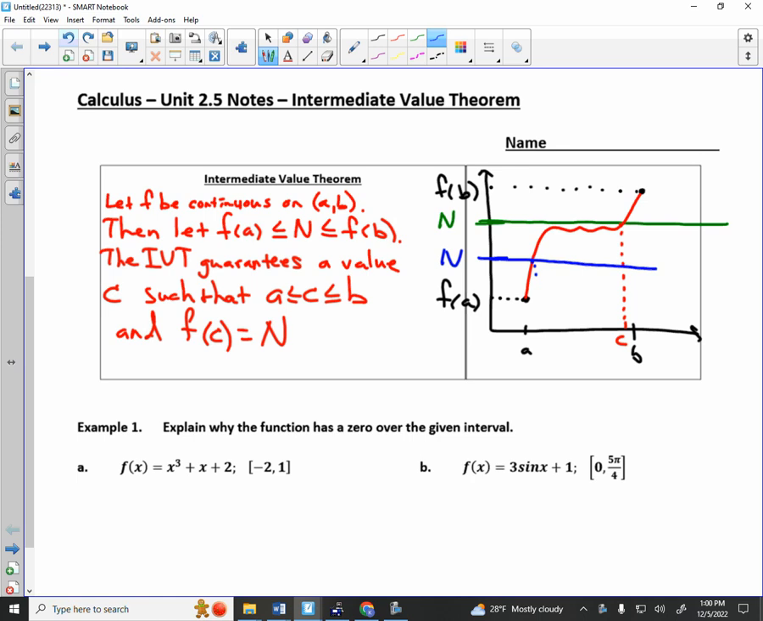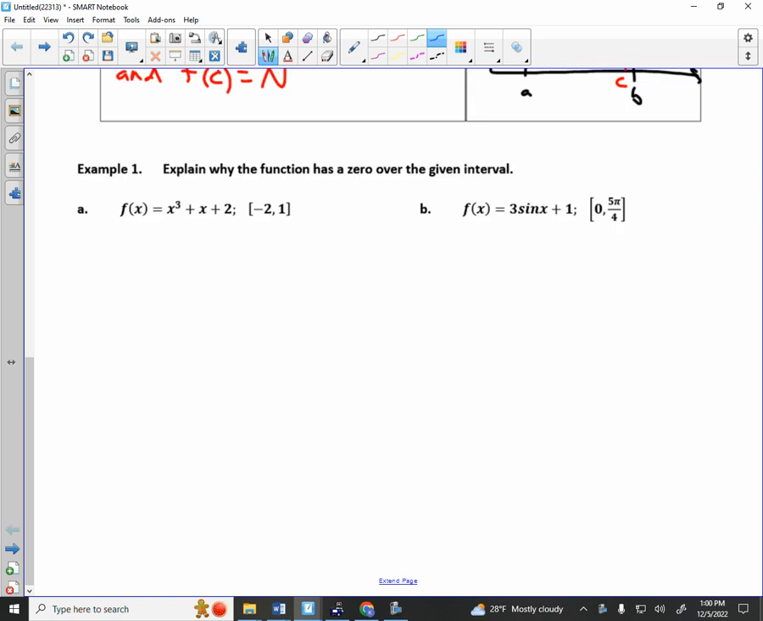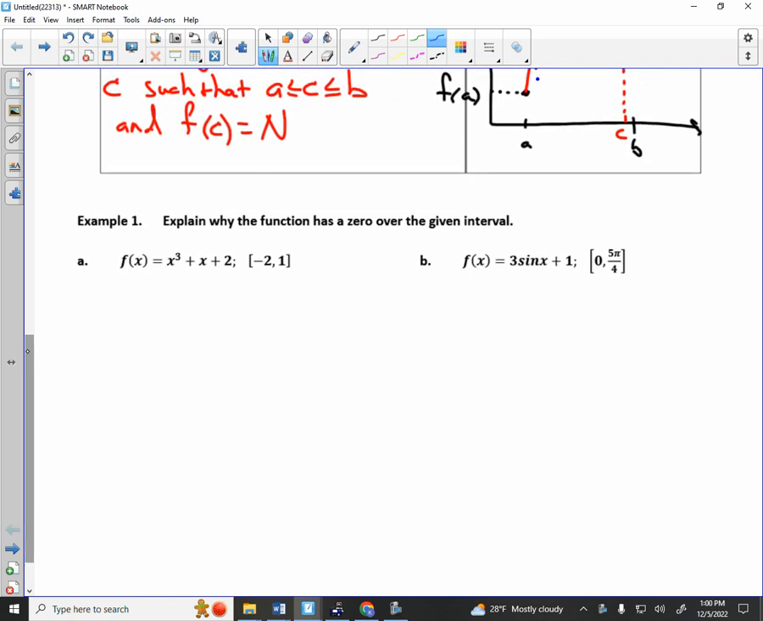Doesn't matter where you draw n, you're going to find a c value that sits between a and b that will correspond to that. The c value is the x value that will give that output. Okay? You do not need to memorize that, okay? But what you do need to do is you need to know this.